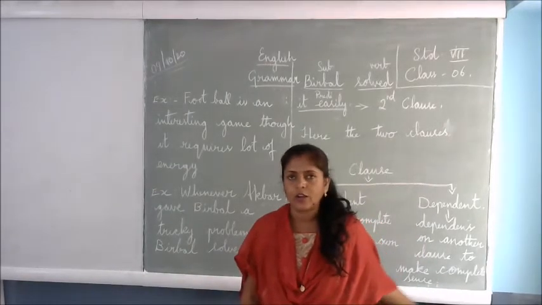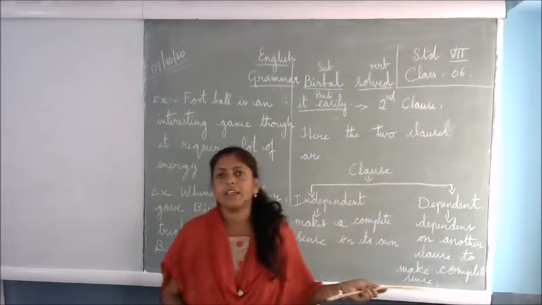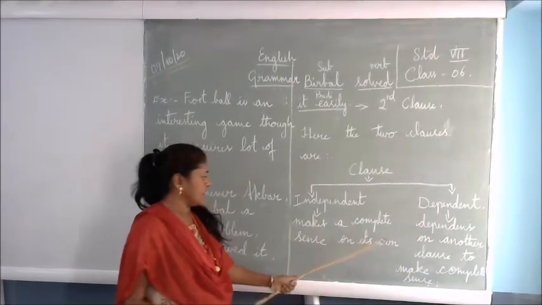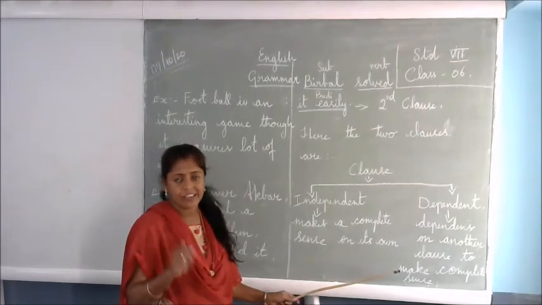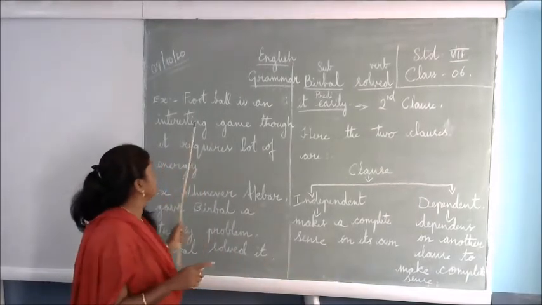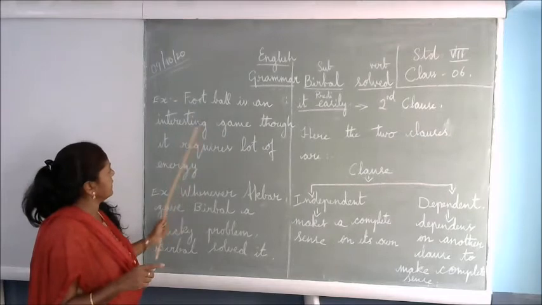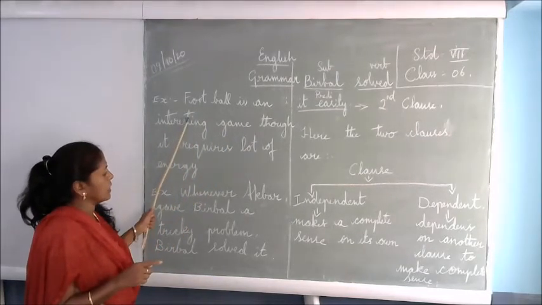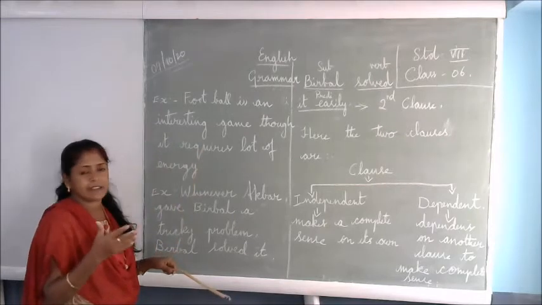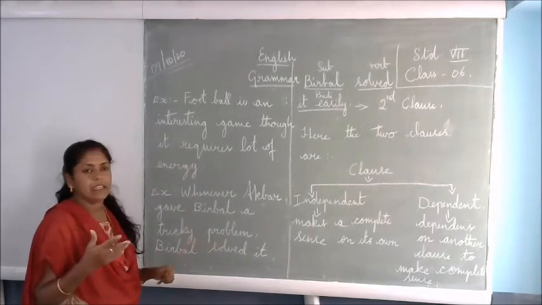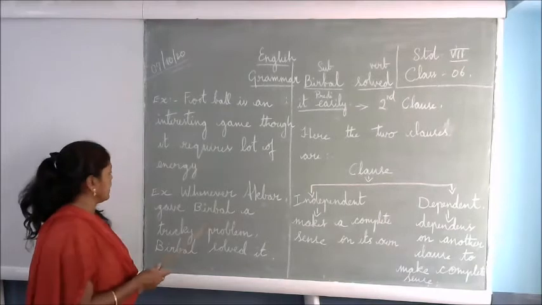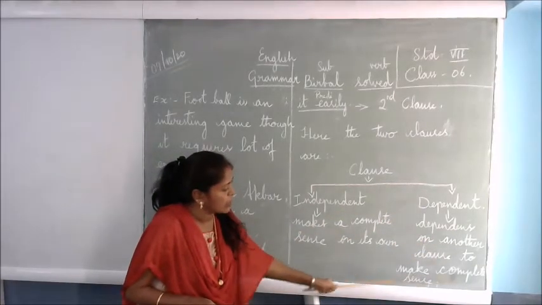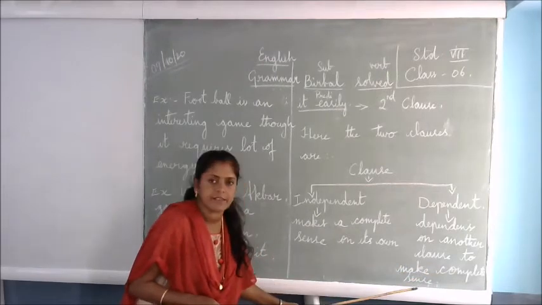Okay children, already I have taught you all what is independent clause and dependent clause. Okay. See, independent clause makes a complete sense on its own. Already I have explained here. See, for example, football is an interesting game, so the sentence is complete on its own. Got it? So the dependent clause depends on another clause to make a complete sense.